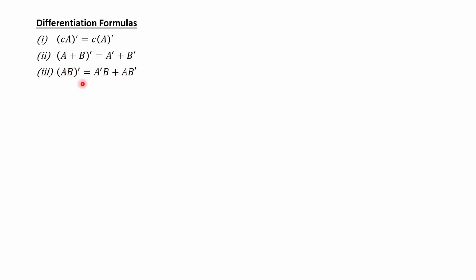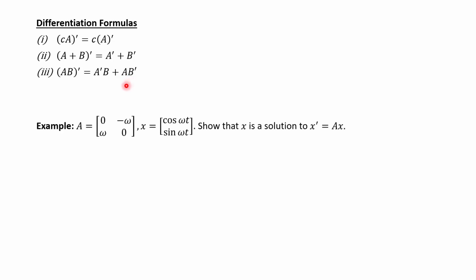This should look familiar. This is like your product rule from calculus. So the derivative of a product of two matrices is the derivative of the first matrix times the second plus the first matrix times the derivative of the second matrix. All right, so let's try out this example.